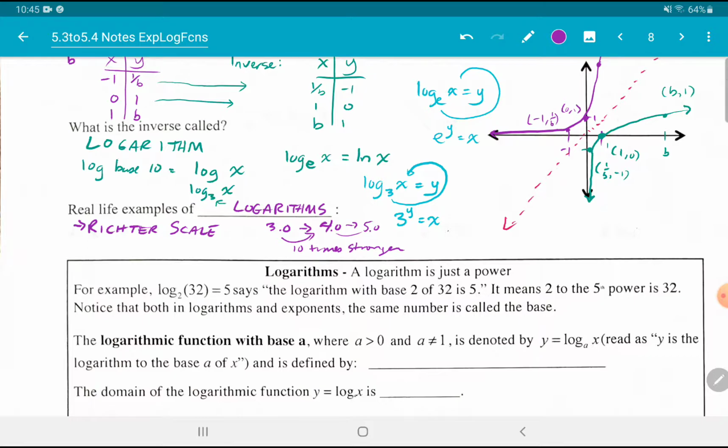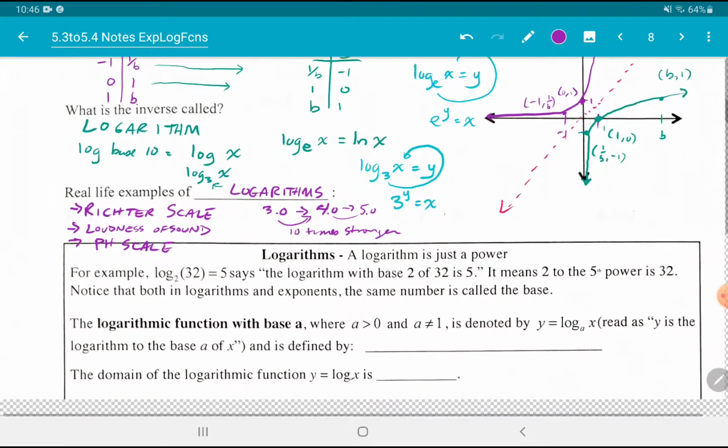All right, some other things that use logarithms. You can also use logarithms in other applications like finding the decibel level, so the loudness of sound. And you may have even seen it in chemistry when you look at the pH scale. The pH scale also uses logs. Okay, so those are just a few examples of the ways you can use logarithms in applications.